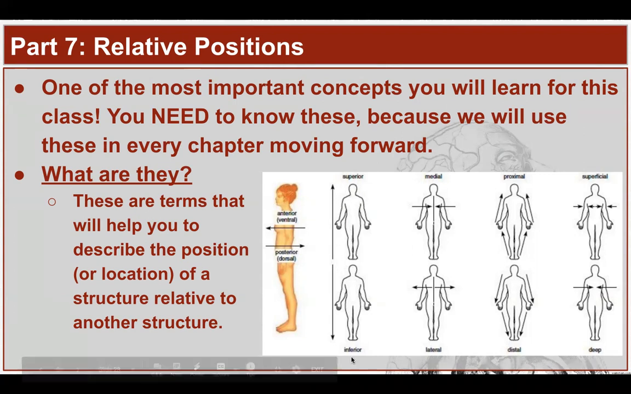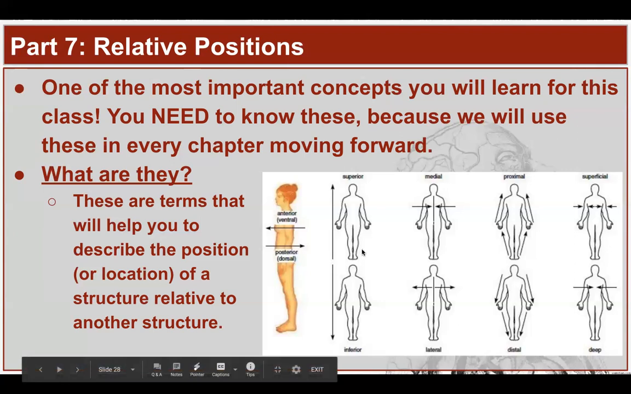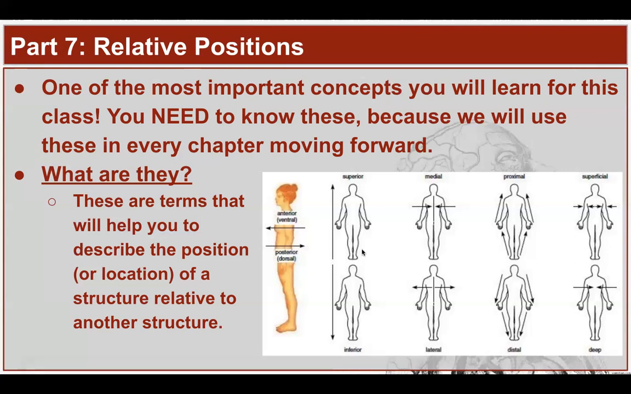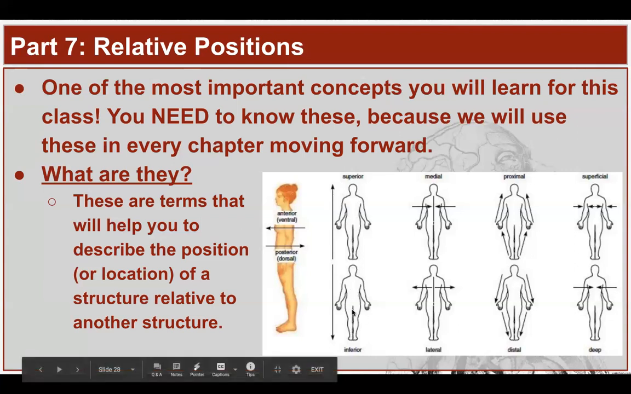Okay, superior and inferior. Something that is superior is going to be located above. Okay, so again, in anatomical position, something will be above. An example of this would be the head is superior to the torso. And inferior is the opposite, it's going to be below. Okay, so the legs are inferior to the torso.